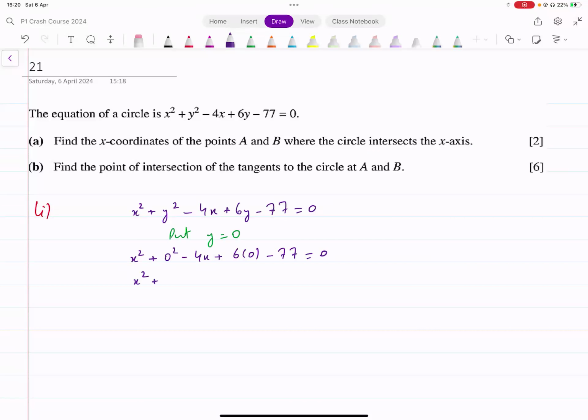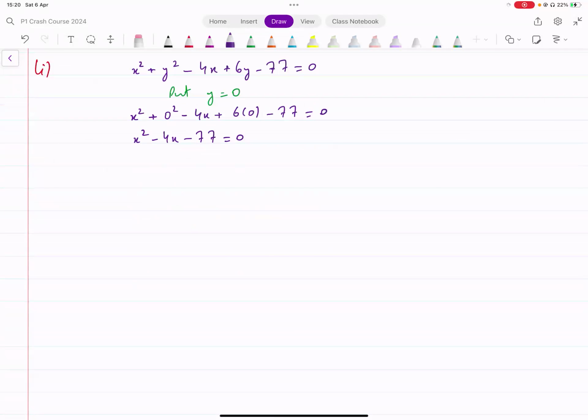And you have a quadratic equation like this: x squared minus 4x minus 77 equals 0. And now you need to solve this quadratic equation. You can't write down the answers directly. You have to make sure you either show factorized form or you input values in the quadratic formula. You have to do at least one of those two things.